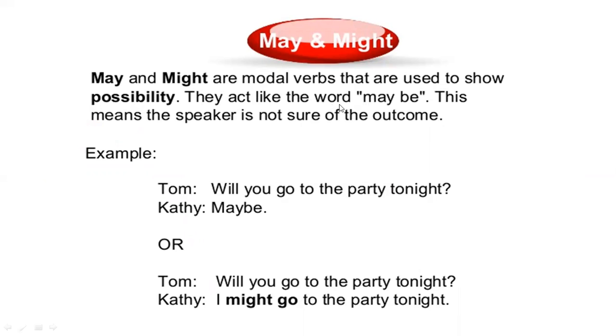May and might are modal verbs that are used to show possibility. They act like the word maybe. This means the speaker is not sure of the outcome. For example, Tom asks, will you go to the party tonight? What is the reply of Kathy? Maybe. I might go to the party tonight.